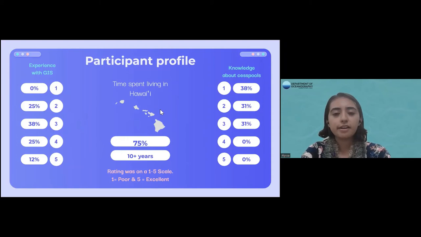We got kind of lucky that our participants have all spent so much time living in Hawaii, because this web app is going to be mostly used by Hawaii residents. And it seemed that our participants had a lower range of knowledge about cesspools in general. So it was great to see if they felt there was an increase in knowledge.